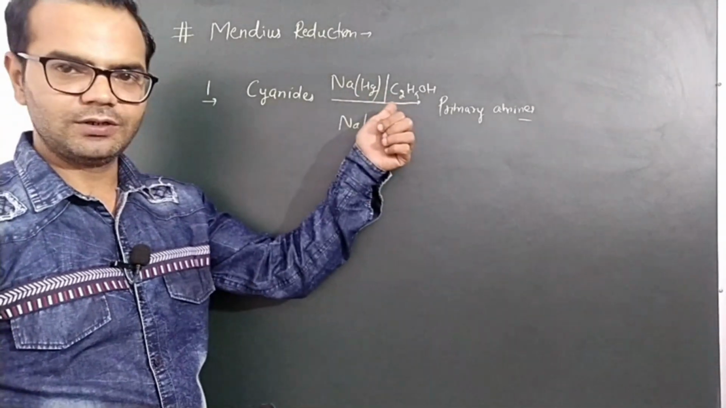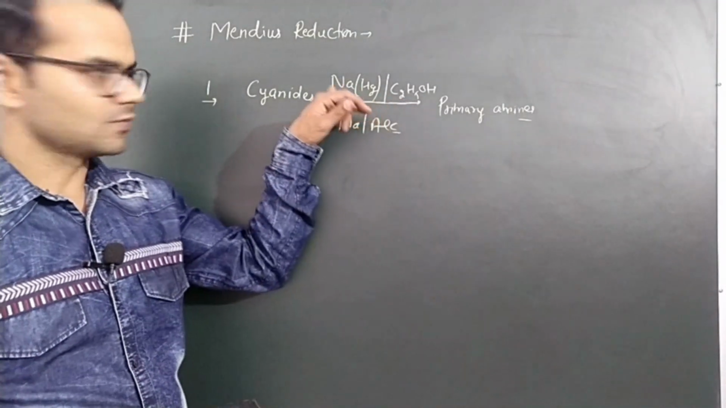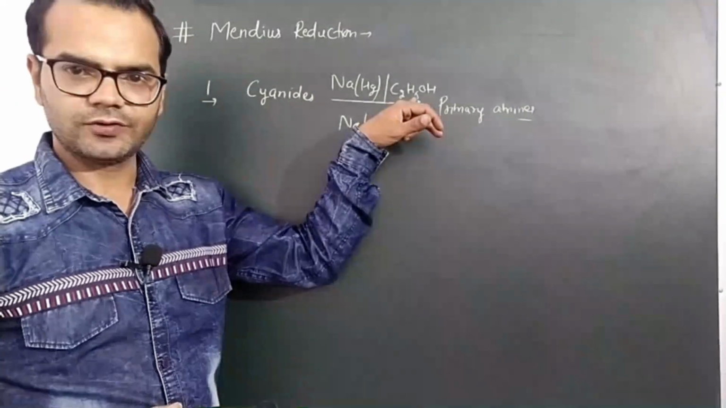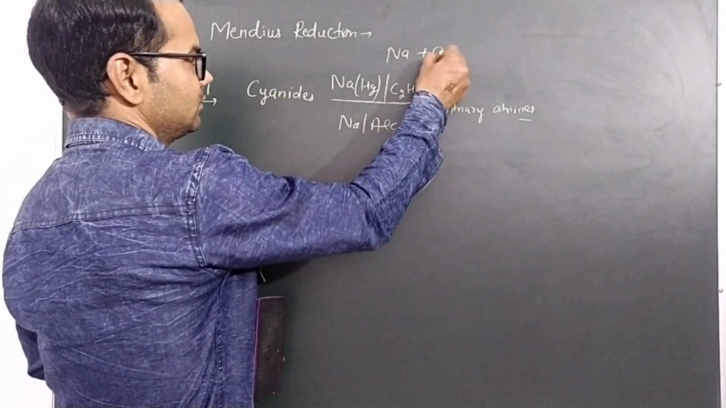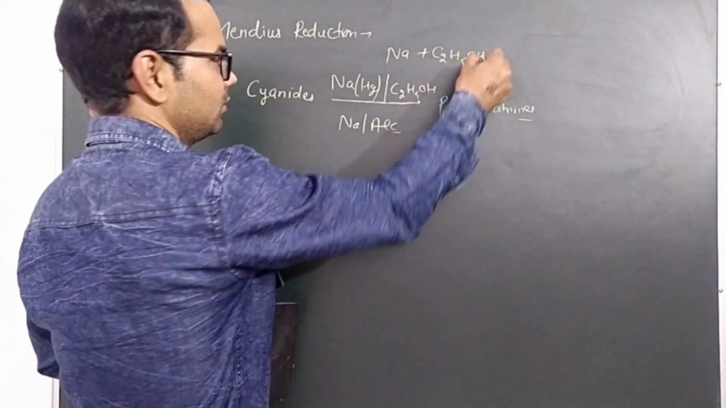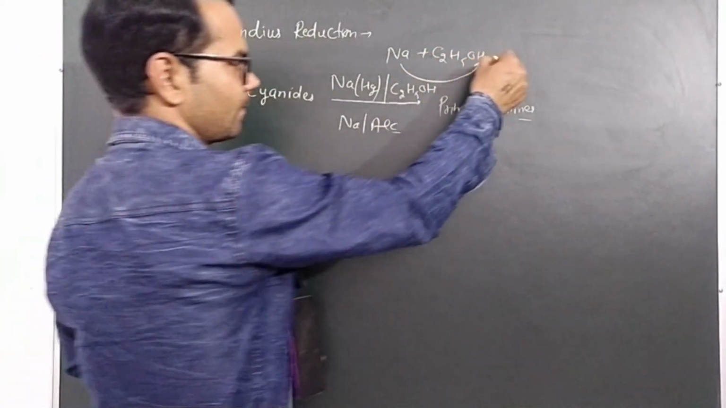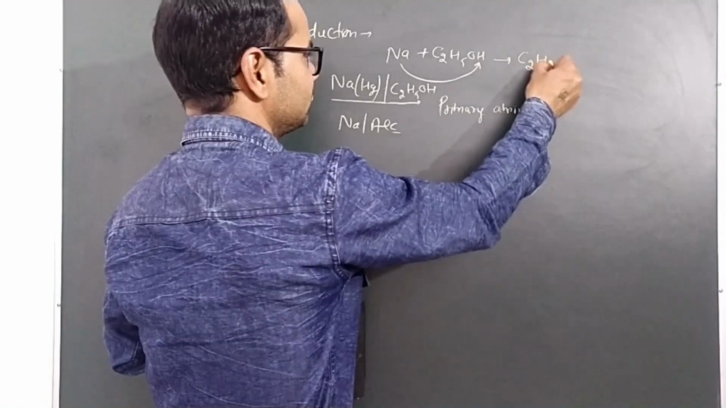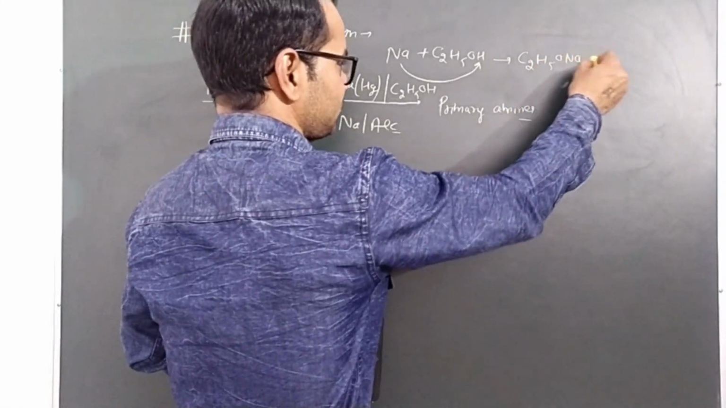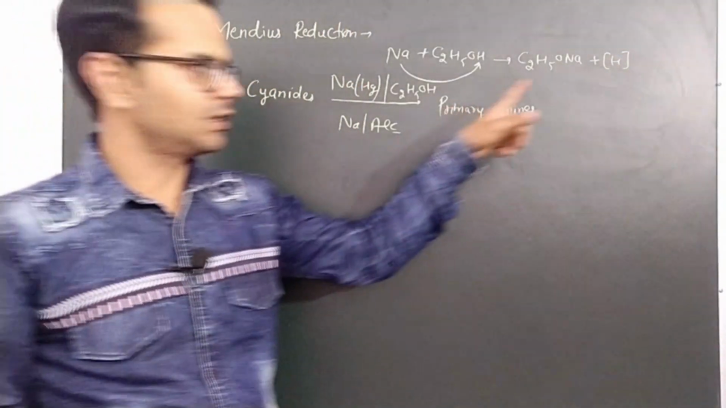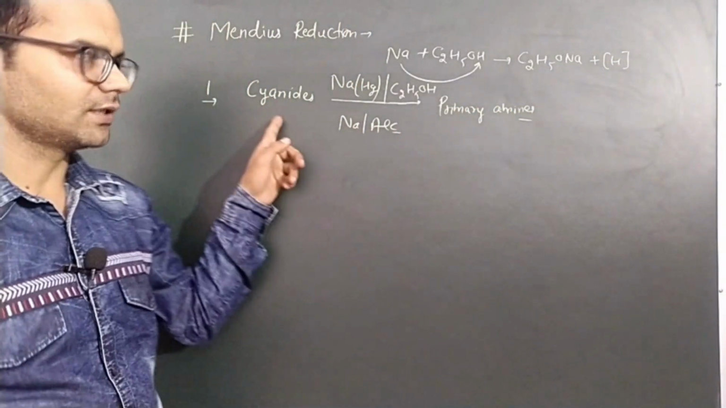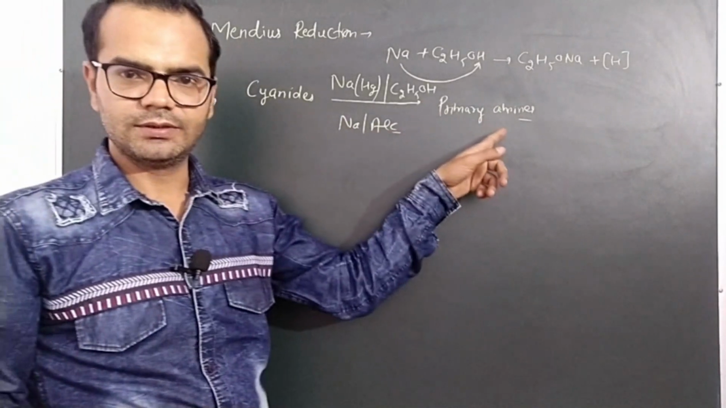What is the role of alcohol and what is the role of sodium? Sodium will liberate nascent hydrogen from alcohol. So sodium will react with alcohol to displace nascent hydrogen. This nascent hydrogen will reduce cyanide compounds to primary amines.